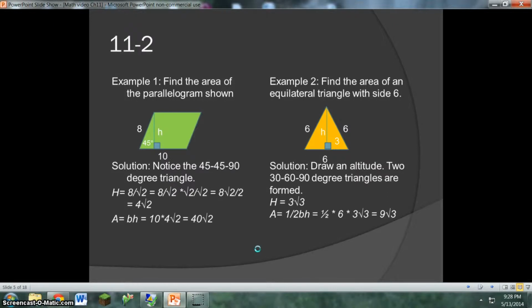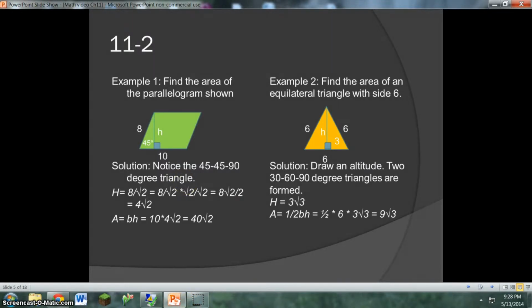Example 1. Find the area of the parallelogram shown. To find the area of this parallelogram, you must find the height. Notice that if you draw an auxiliary line to form a triangle, the triangle becomes a 45-45-90 degree triangle. Knowing that this is a special triangle, you can use the 45-45-90 degree triangle theorem to find the height very easily. The height turns out to be 4 root 2.